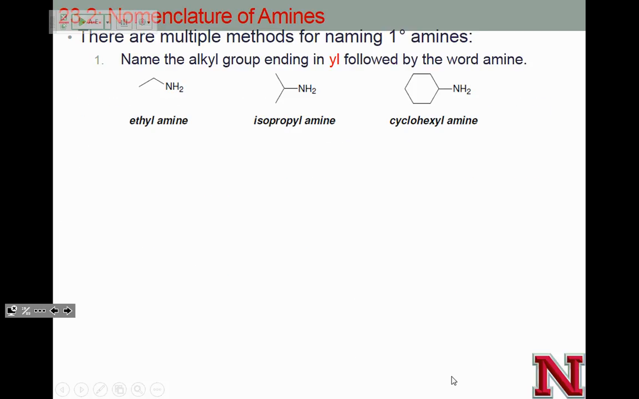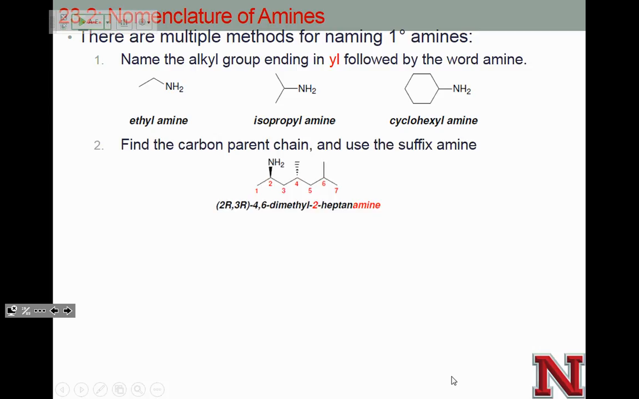As far as naming, there are multiple methods for naming primary amines. The most common one for simple amines is just naming the R group and then putting amine at the end. So ethylamine, isopropylamine, cyclohexylamine, pretty straightforward. You hear these a lot, and that's pretty common as long as the R group is simple. If the R group isn't simple, then the parent is just the alkane, with amine as the ending. So here it's heptanamine, and we want our amine to have the lowest number possible.